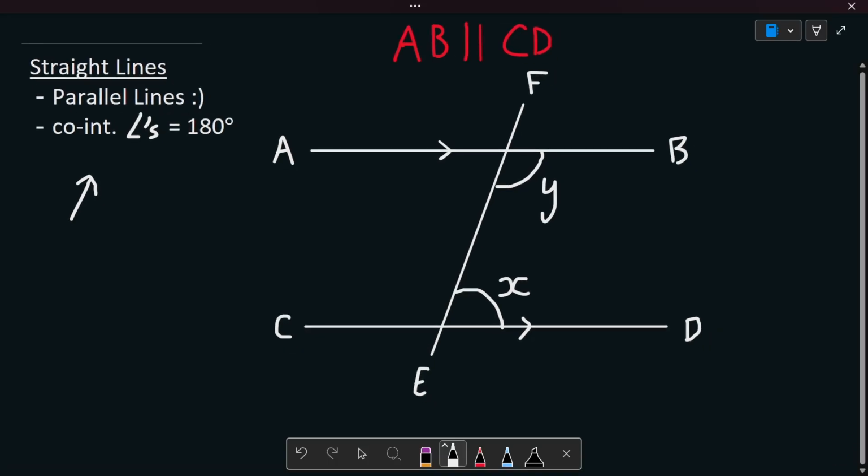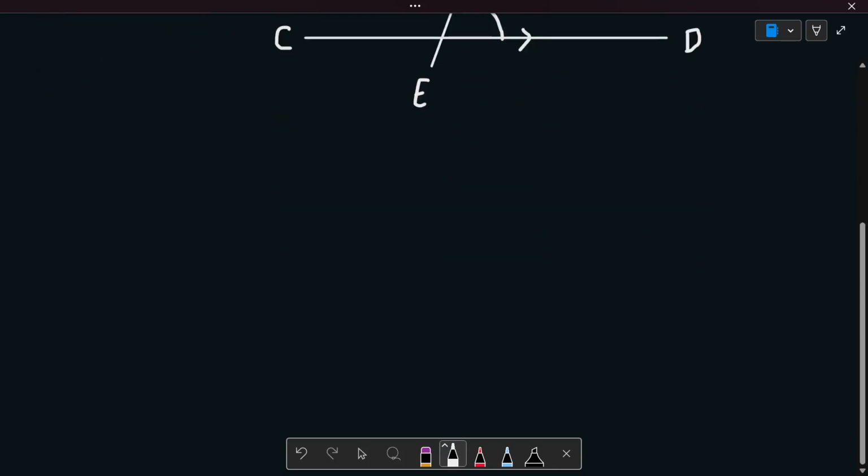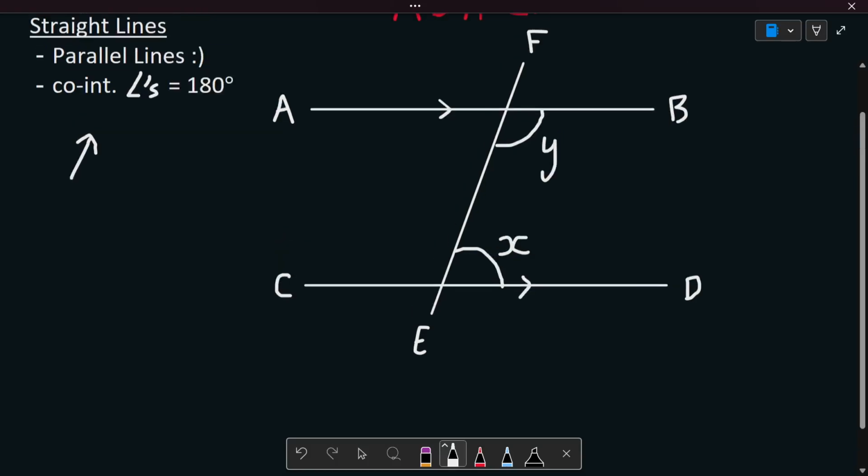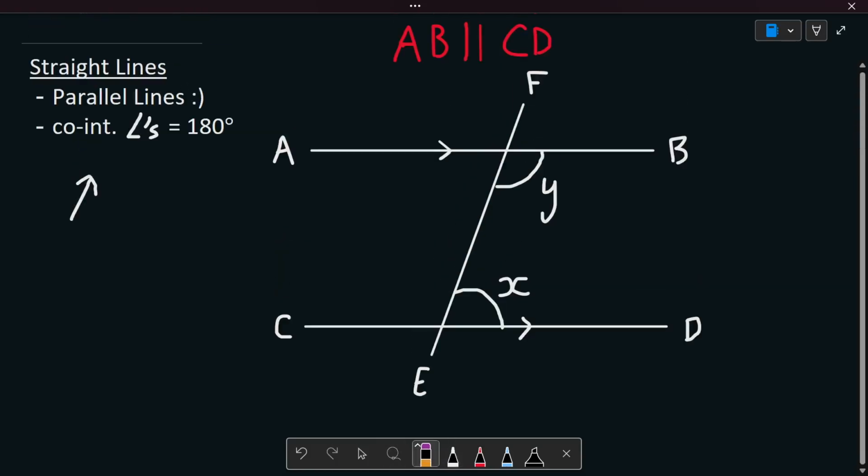And how do we answer this? Let's do this over here. But first, before we answer this, we need information first. If we have this angle over here equal to, let's say, 65 degrees. This angle is equal to 65 degrees, and we need to find out what Y is going to be equal to.